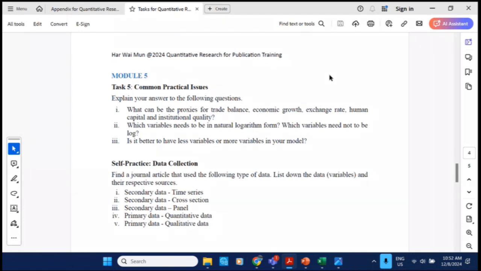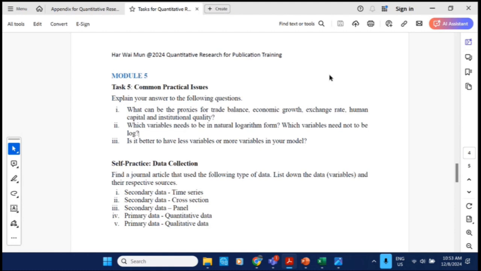Second, it's in ratio form. Ratio like trade balance, export divided by import, is already a ratio. Ratio is another form of percentage. So no need to log. Another one is index, like the sustainable development goal index, a composite index. If you log it, you have to be careful. You have to interpret it as the percentage change in the index, not the index change, right? Okay. So these three items you do not need to log.